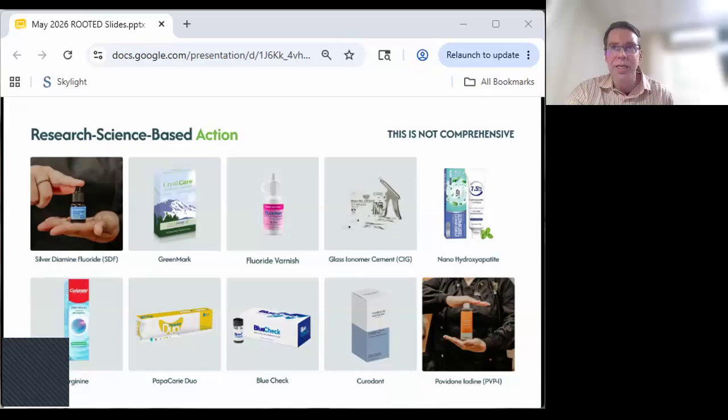But you have Green Mark. Green Mark is basically strips that you can buy that use your saliva and will actually create hydroxyapatite, right? And so you can put that on your teeth and it can help remineralize. Fluoride varnish, you all know about fluoride varnish. I won't talk about that. I'm going to talk about glass ionomer cement. You probably hear about nanohydroxyapatite.